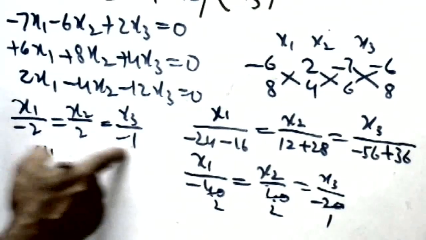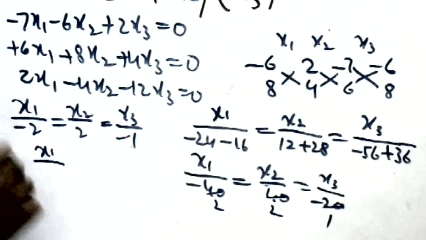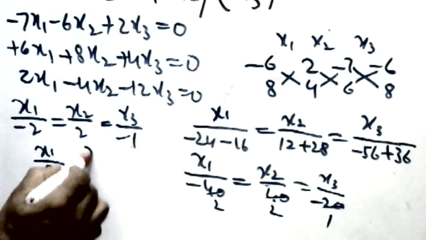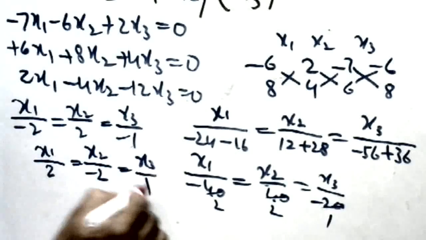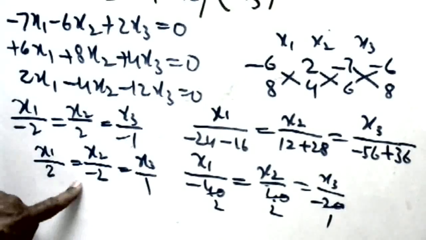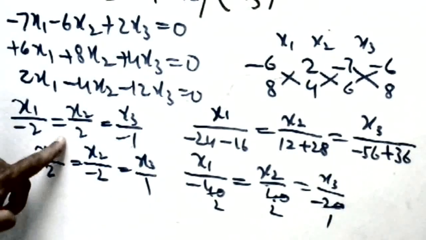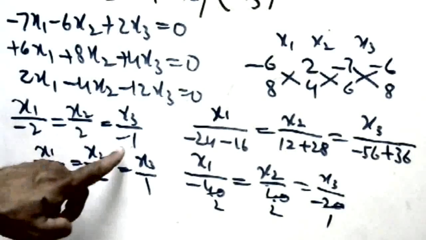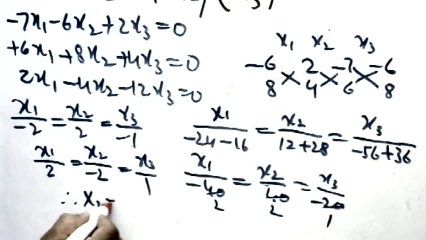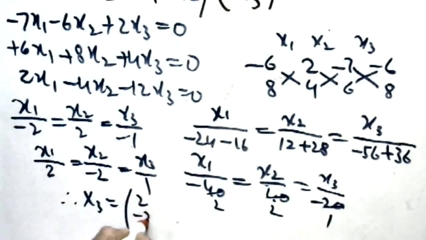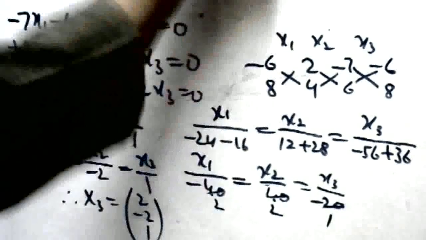Because these are the ratios, we can multiply these three numbers with any number. If you multiply with minus, this will become plus 2, this will become minus 2, this will become plus. So better to write like this. Both are correct, but here we are writing minus 2 times, here we are writing minus 1 time. So better is to write like this. Therefore, the third vector is x3 equals to 2, minus 2, 1. So, lastly, we can write that.